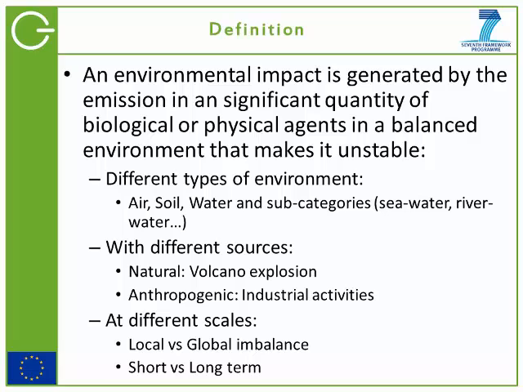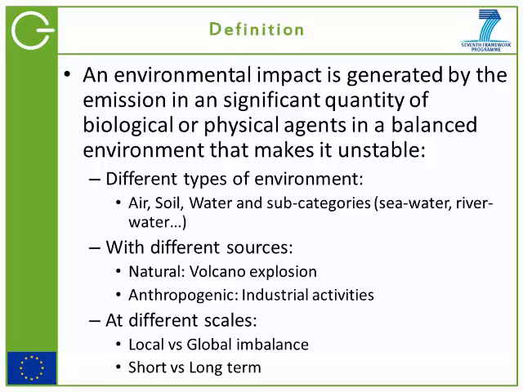Another definition, relevant from the biological perspective, is that an environmental impact is a consequence of the emission of a significant quantity of biological or physical agents into a stable ecosystem that will make it unstable. The ecosystem and environment impacted can be of several different types. It can be related to air, soil, or water. This can be further decomposed into subcategories such as seawater or river water that have different biological and physical properties and therefore different ecosystems.